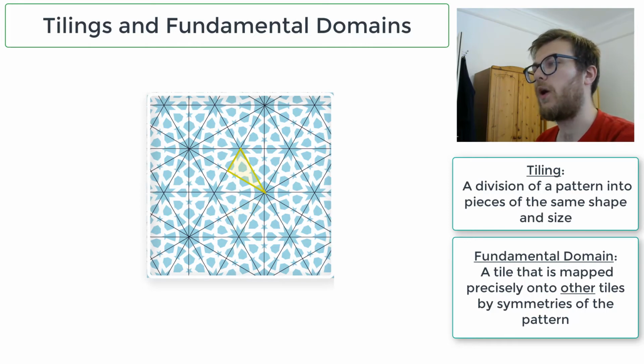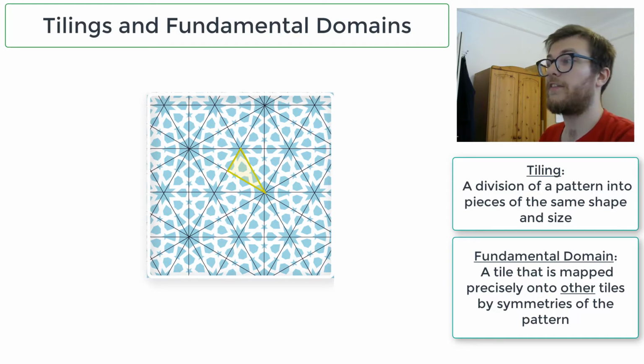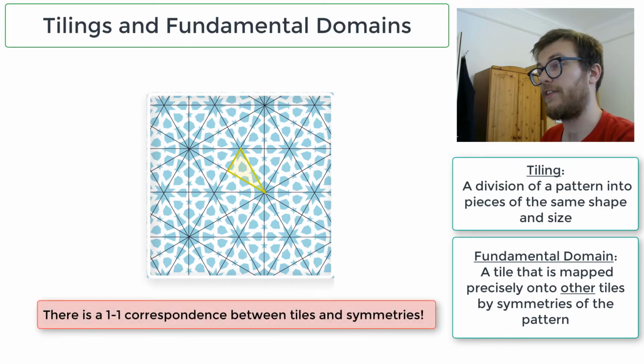Additionally, from our theorem back in week 1, an isometry is completely decided by where it takes 3 points that form a triangle. And so there is exactly one isometry that takes the fundamental domain to each given tile. In other words, each symmetry corresponds to a unique tile, the tile it takes the fundamental domain to, and each tile corresponds to the unique symmetry that takes the fundamental domain there. So there is a one-to-one correspondence between tiles and symmetries. For example, this tile corresponds to the reflection in this line. This tile corresponds to a rotation around this point, and this tile corresponds to a translation.